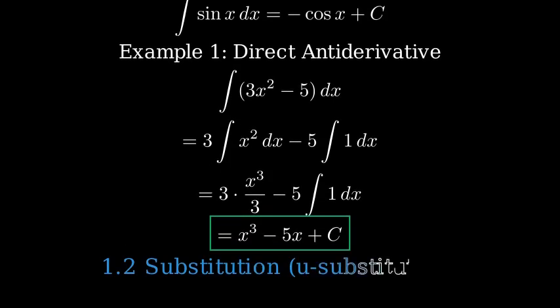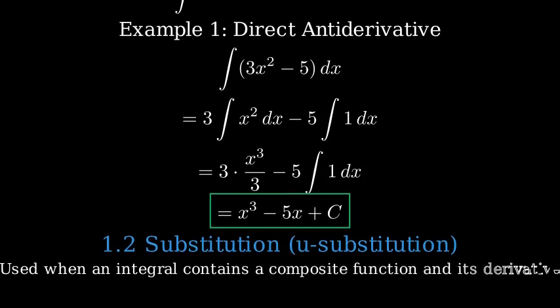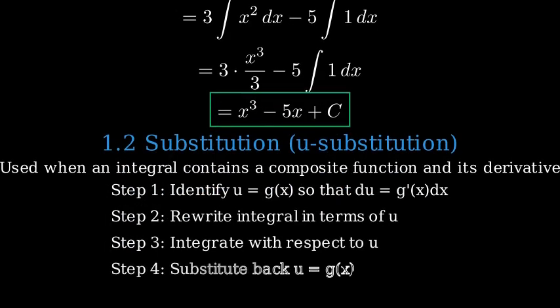Next, let's explore a more advanced approach, the substitution method, also known as u-substitution. This method is useful when an integral contains a composite function and its derivative. The steps for substitution are: Step 1. Identify u equals g of x so that du equals g prime of x dx. Step 2. Rewrite the integral in terms of u. Step 3. Integrate with respect to u. Step 4. Substitute back u equals g of x to get the final answer.